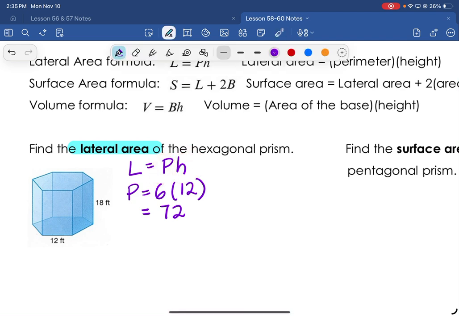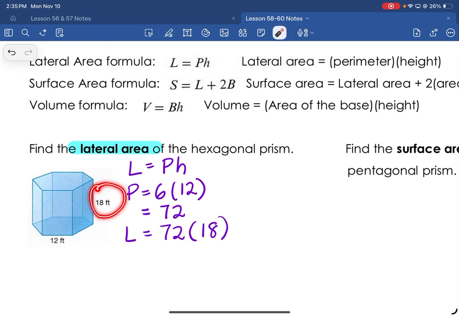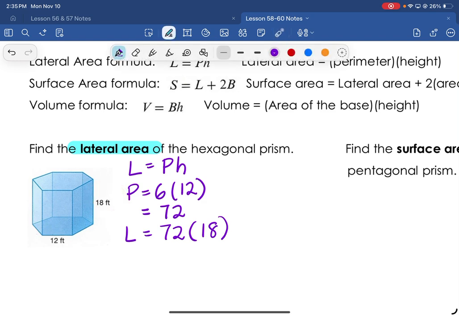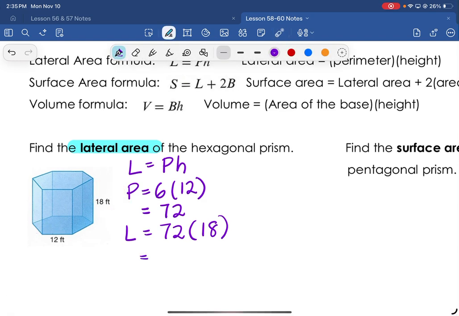So right now we're going to do lateral equals the perimeter, which we just found to be 72, times the height of 18. I found the 18 right here. This is the height of the figure, the solid. We punch that in, and what do we get? 1296 what? Feet squared. Yes, because it's area, so we label it in squared units.